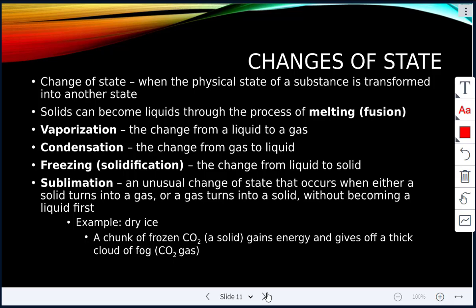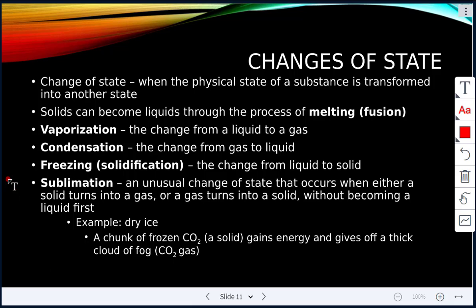All right, change of state. So this is when the physical state of a substance is transformed into another state. So for example, solids can become liquids through the process of melting, which is also called fusion. Vaporization is the change from a liquid to a gas. Condensation is the change from a gas to a liquid. And freezing, which is also called solidification, is the change from liquid to solid.